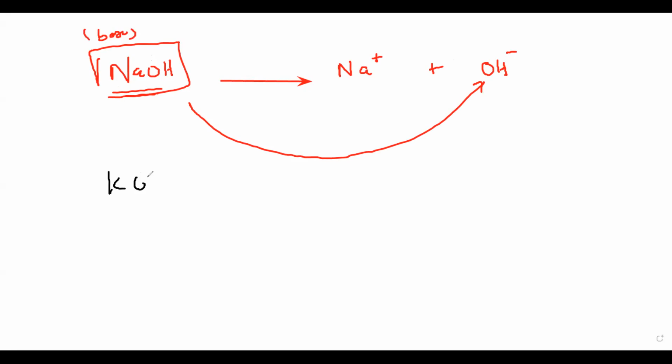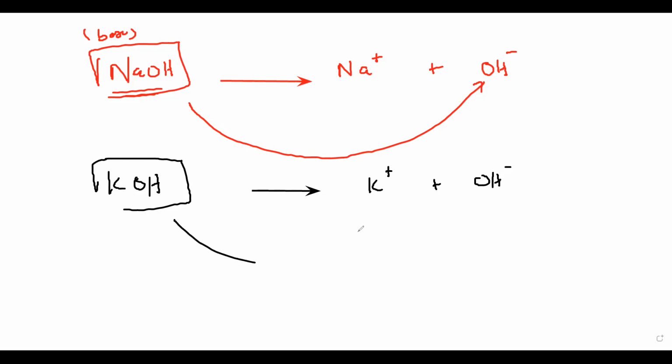In the same way, potassium hydroxide, KOH, dissociates into K plus and OH minus. As a result, because it donates hydroxide ion, or OH ion, we call the substance a base. So a base has two definitions. Number one, it either donates OH ion or it accepts a proton.